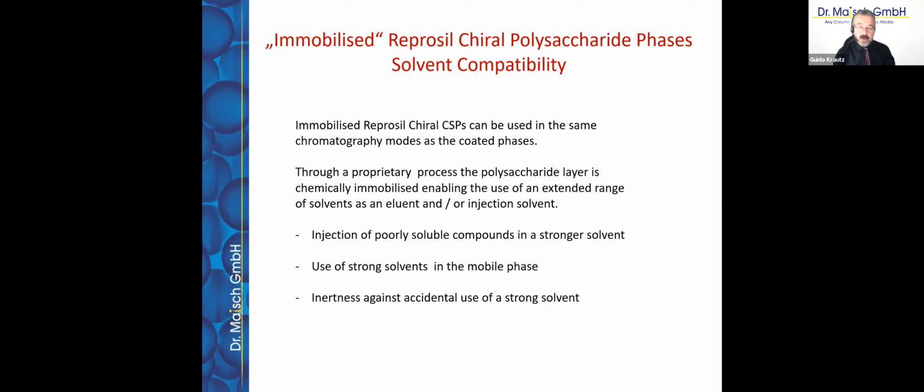So you can use one of those solvents, which I've mentioned on the other slide, as an injection solvent. You can also use these solvents as a mobile phase, so you can influence the selectivity by using more mobile phases. And last but not least, it prevents accidental use of strong solvents. The immobilized phases cannot be destroyed by accidental use of one of these solvents.